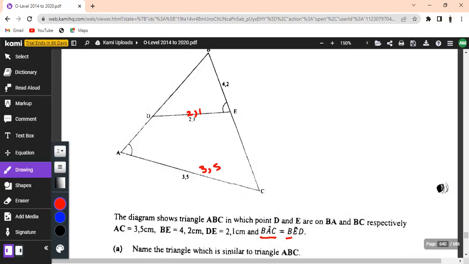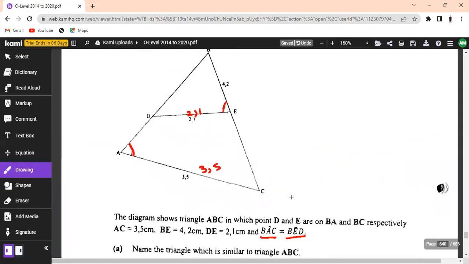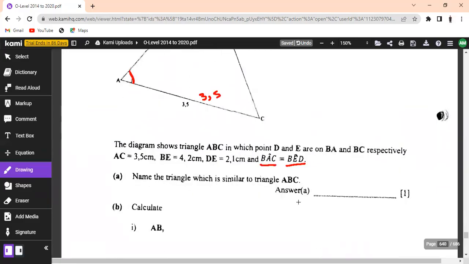BAC is equal to BED. This angle here that we are given and this angle here, they are equal. So the first question now is to name the triangle which is similar to triangle ABC. Remember, guys, I told you whenever you're dealing with similar figures, you work with angles which are the same. So triangle ABC is going to be similar to which triangle? The triangle that you have to take is supposed to have equal angles from A to B to C.